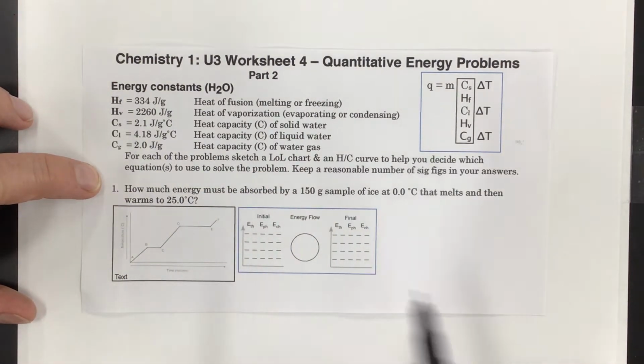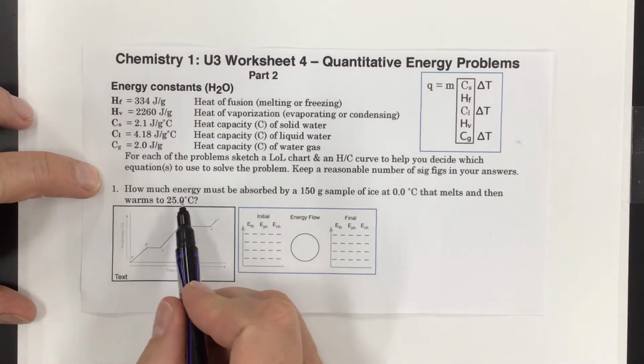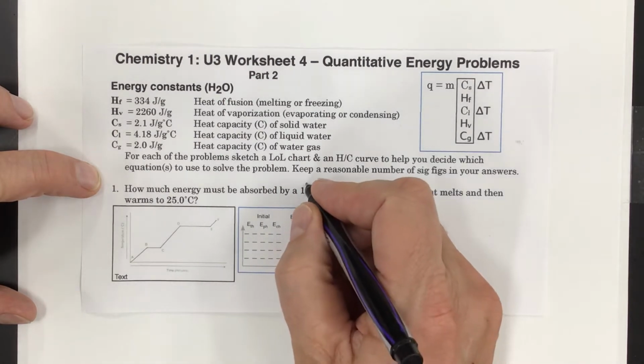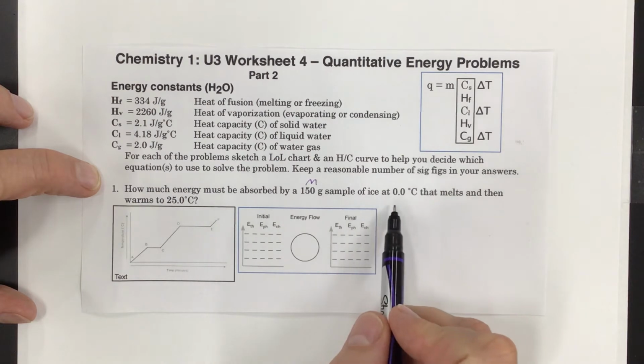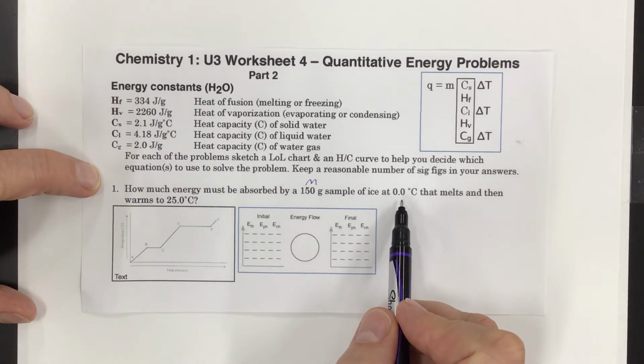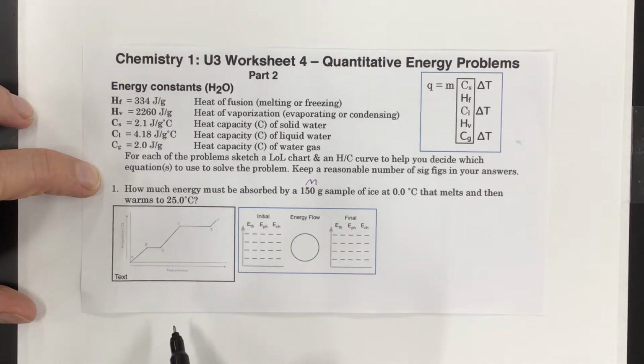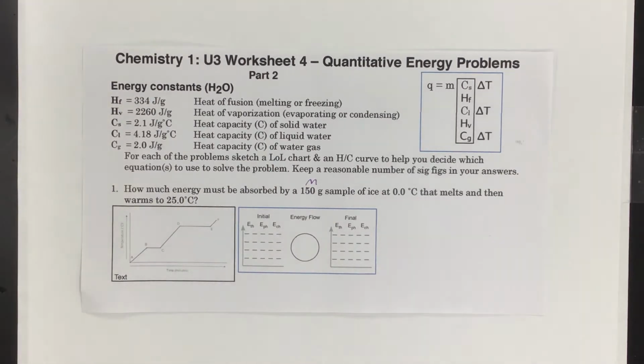Okay, so we have a situation here. How much energy must be absorbed by a 150 gram sample of ice, so we know the mass, at 0 degrees Celsius, so we know the initial temperature, that melts and then warms to 25 degrees Celsius. So we need to find ourselves on this heating and cooling curve right here.